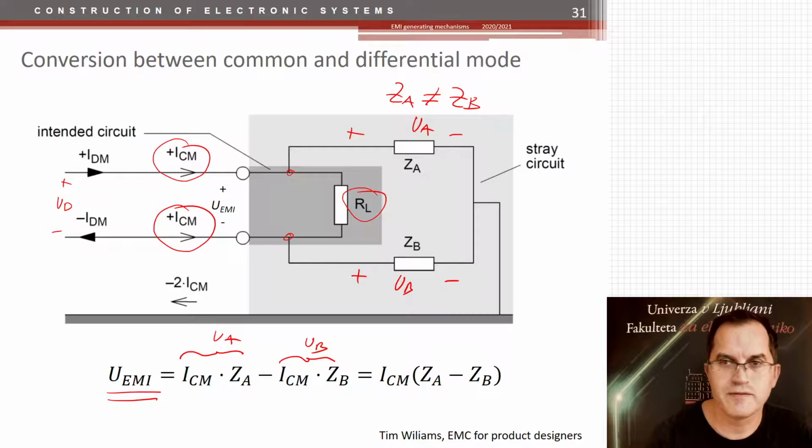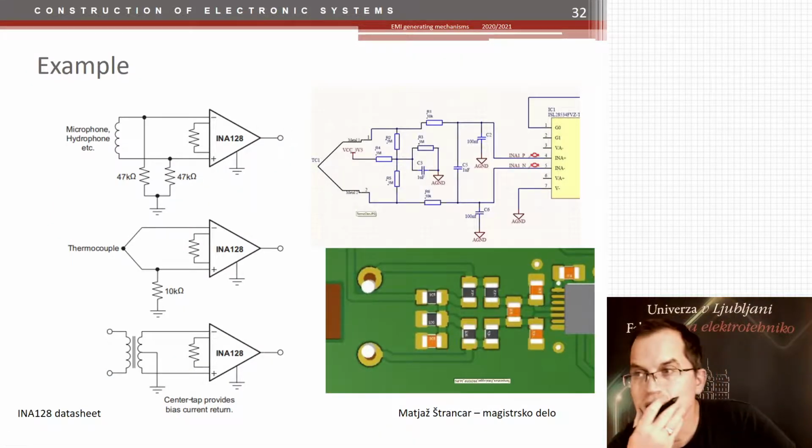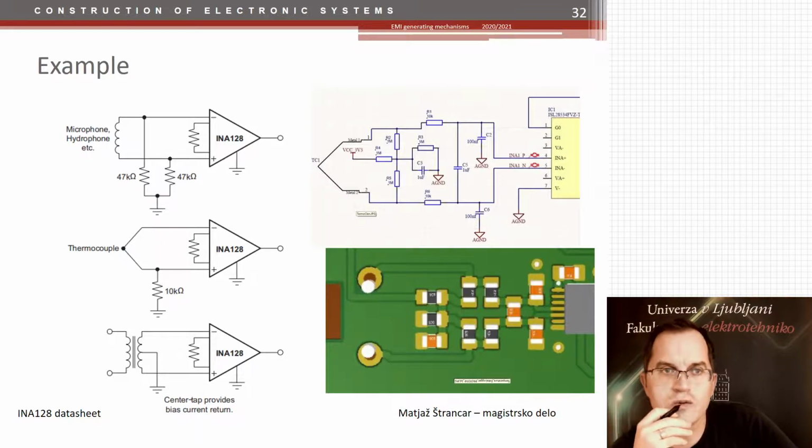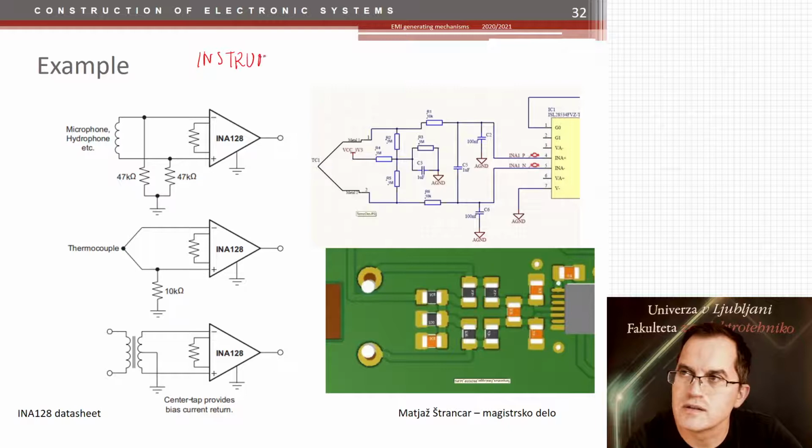So, final slide for today. Example. Usually when you have very low signals to measure, you use amplifiers. And the best amplifiers you can get are instrumentation amplifiers.